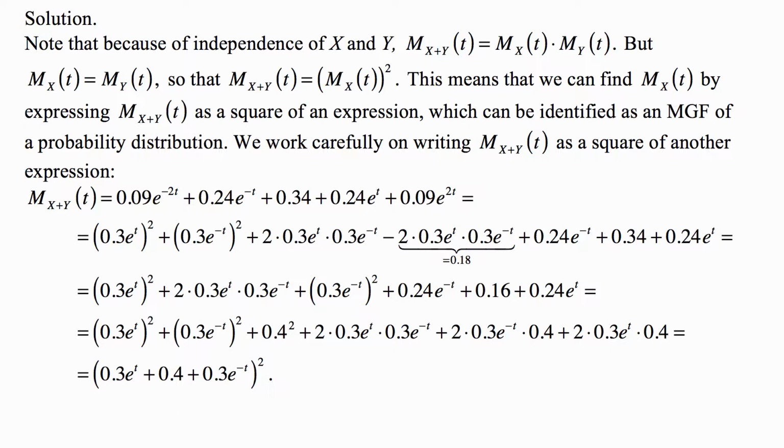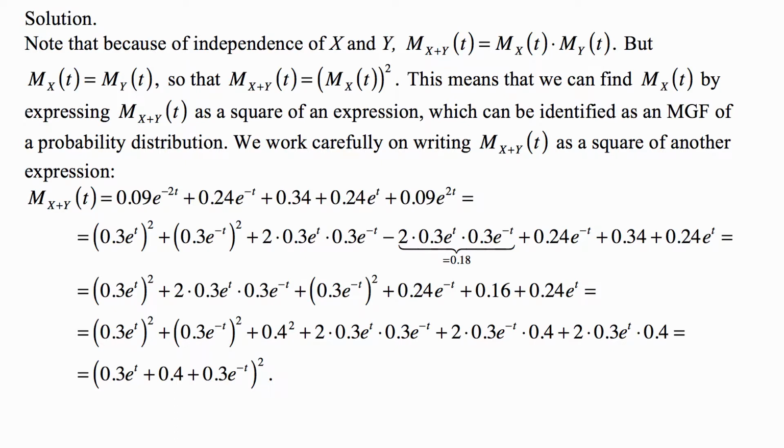This means that we can find M sub X of t by expressing M sub X plus Y of t as a square of an expression which can be identified as an MGF of a probability distribution, MGF standing for a moment-generating function. So we work carefully on writing M sub X plus Y of t as a square of another expression. So M sub X plus Y of t is 0.09 e to the minus 2t, and you can see that that's a square of 0.3 e to the minus t.